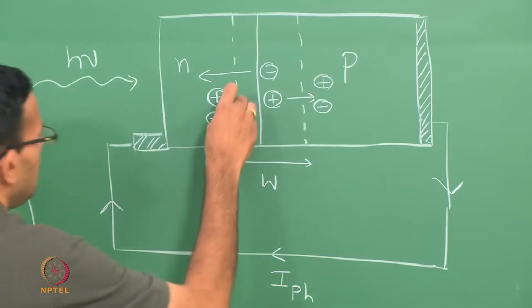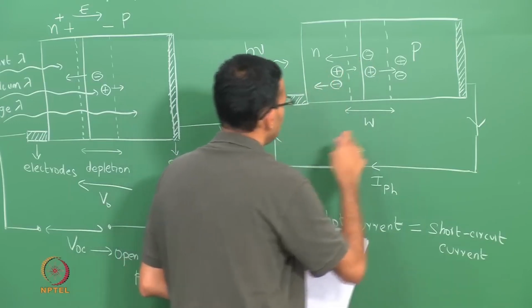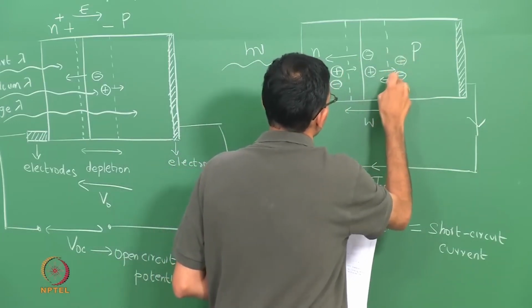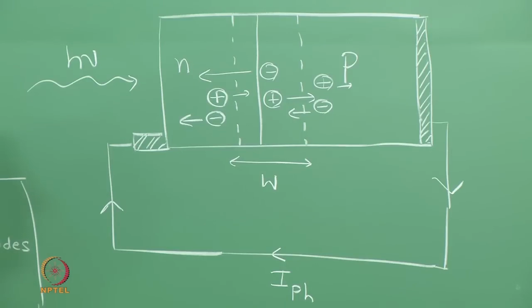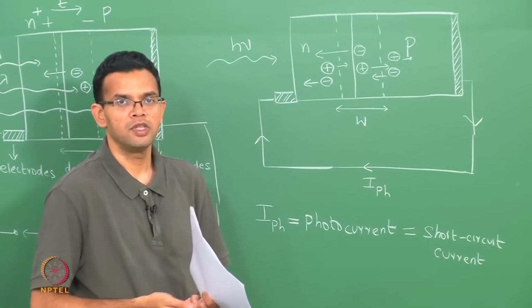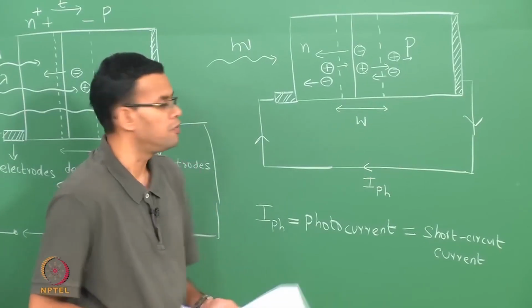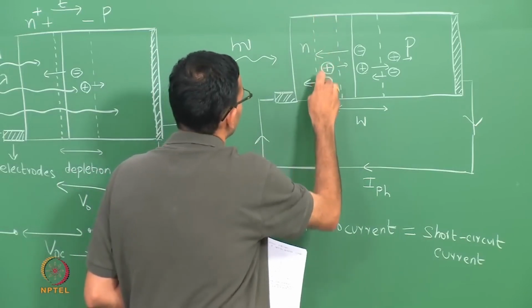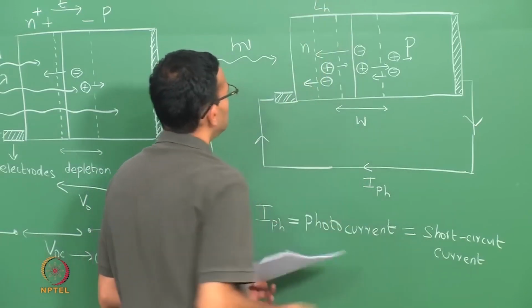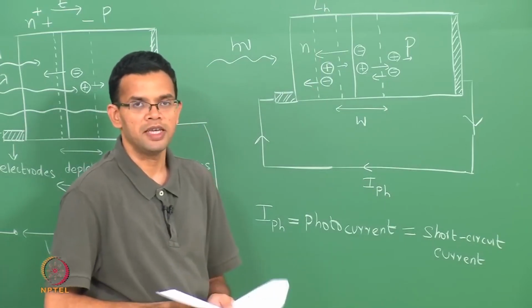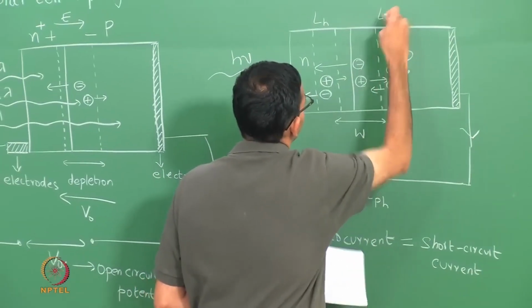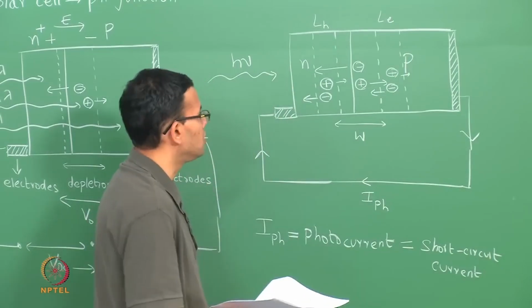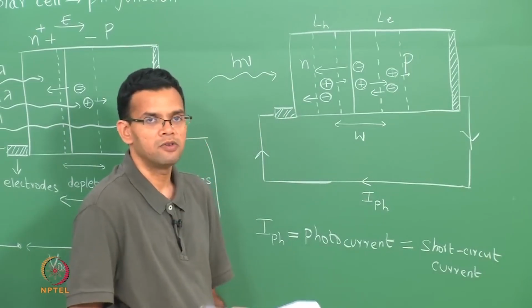So, once again you can see that the holes will get accelerated towards the P side and the electrons get accelerated towards the N side. But these electrons and holes are essentially minority carriers. So, they can only diffuse within a region which is defined by the diffusion width. So, LH is the diffusion width of the holes which are the minority carriers on the N side, and LE is the diffusion width or the diffusion length of the electrons which are the minority carriers from the P side.